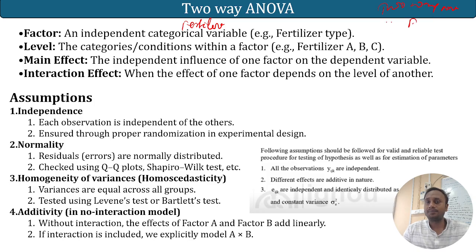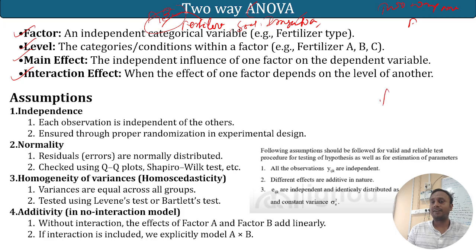We will have factor and level, then the main effect, then the interaction effect. Factor is an independent categorical variable like fertilizer type, or maybe soil or irrigation, or some other factor that we are able to check. Then the levels: for fertilizer it will be type A, B, C; for soil, soil case 1, soil case 2, soil case 3; and for irrigation, low, medium, and high. Those are the levels.